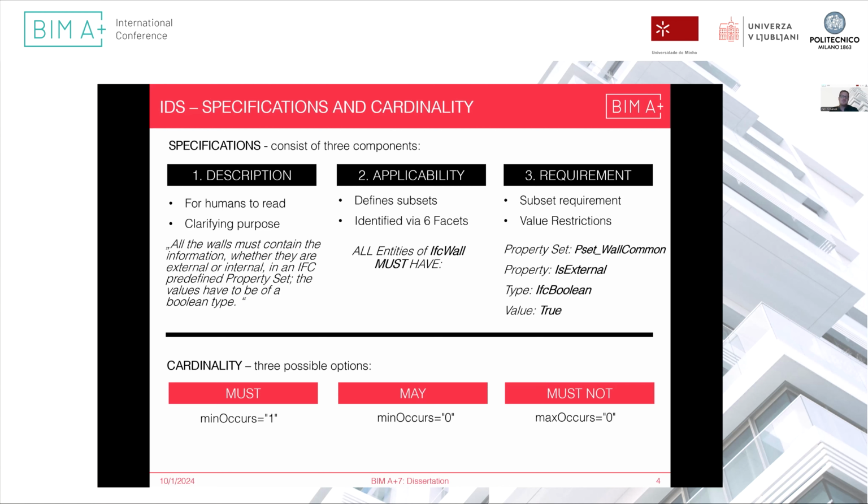These specifications, of course, come with 3 degrees of cardinality. Firstly, we have must, which is obligatory. We have to include it in the model. Then we have may, optional. We may or may not include this in the model. And lastly, we have must not, or prohibited. We cannot include it in the model.